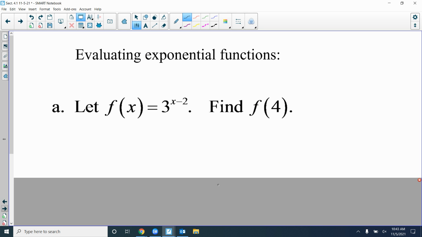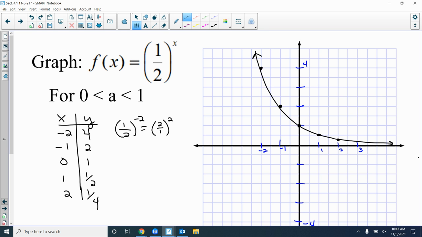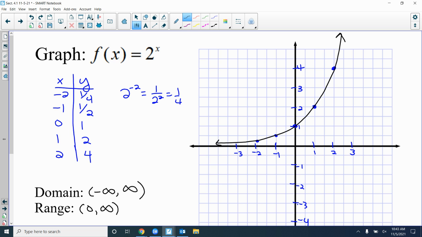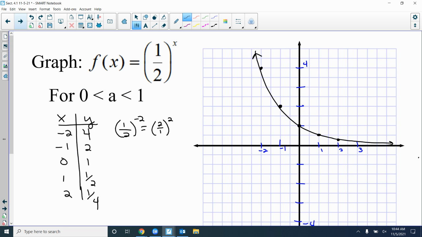The number bigger than 1, it's going to increase from left to right. Number between 0 and 1, it's going to decrease from left to right.